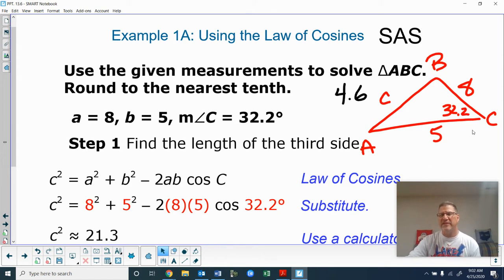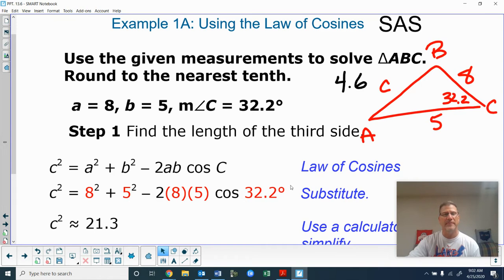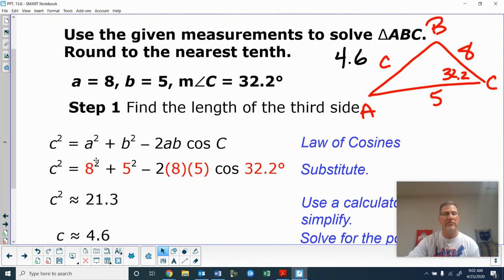Since they gave us angle C, we're going to use the law of cosines that starts with c squared. As you can see, there's an a squared one, a b squared one, and a c squared one. Since they gave us angle C, we're going to use this bottom one, c squared equals. And we just substitute: 8 in for the a value, 5 in for the b value, and 32.2 for the angle C value. You can put that whole thing in your calculator. That's where they got the 21.3.